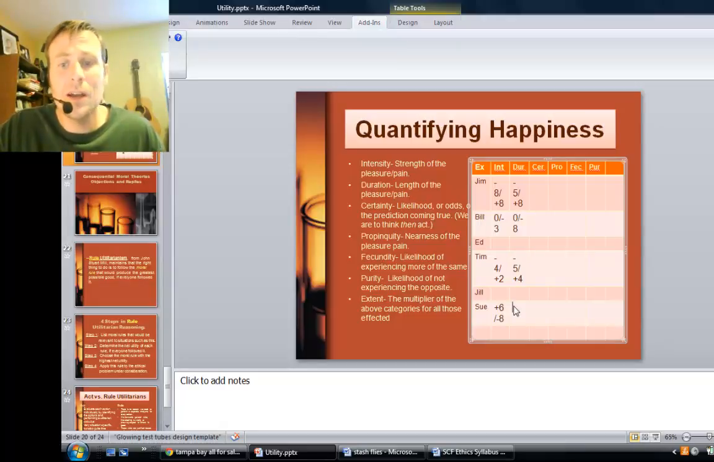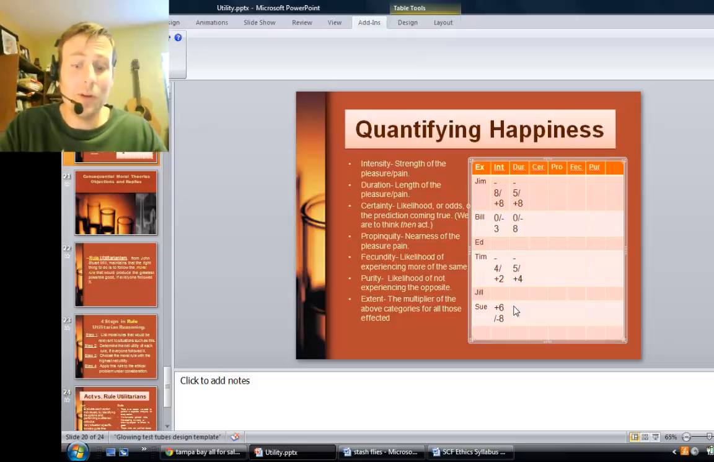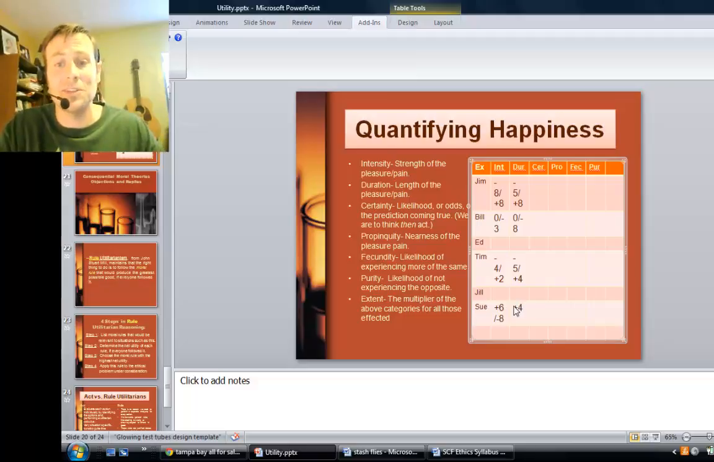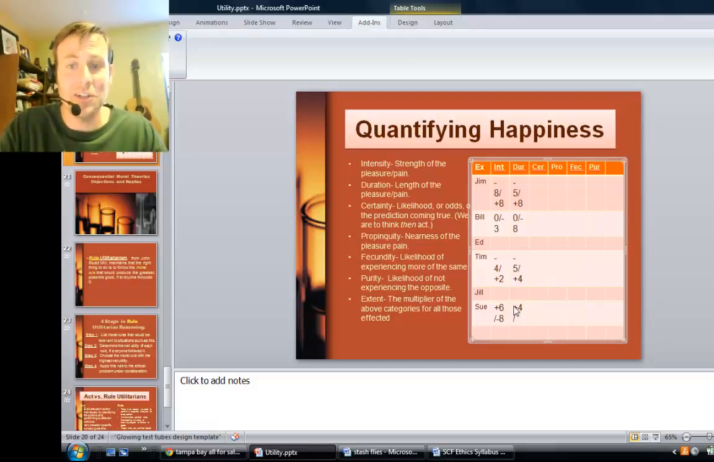And Sue, well, if they kick him out, she's happy. How long does that happiness last? Probably a little while. She's probably going to be happy about that for a bit. Maybe not as long as Jim is unhappy about it, but happy. And how long will she be miserable if Jim stays? Sort of indefinitely. Quite a long time. Probably just as long as Jim is happy. Maybe even longer. Because even if Jim eventually leaves, Sue may resent that for a bit longer.